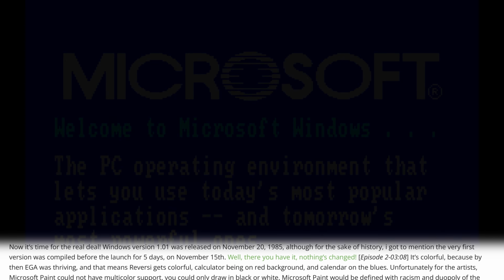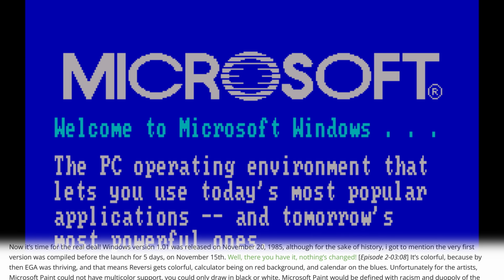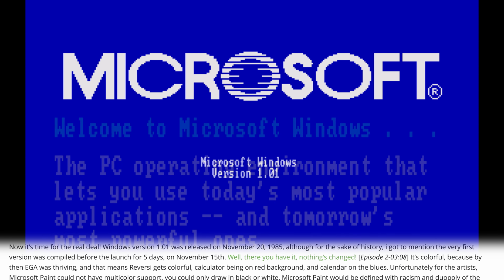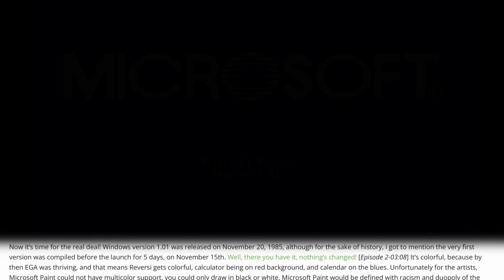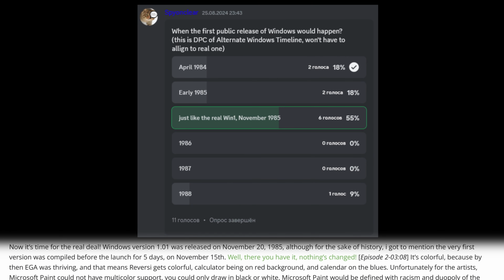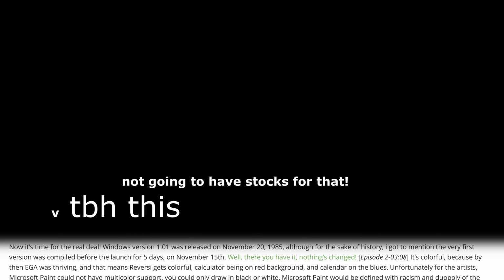Now it's time for the real deal. Windows version 1.01 was released on November 20th, 1985, although for the sake of history, I have to mention the very first version was compiled 5 days before the launch, on November 15th. Well, there you have it, nothing's changed. It's colorful, because by then EGA was thriving, and that means Reversi gets colorful, the calculator being on a red background, and the calendar on the blues.